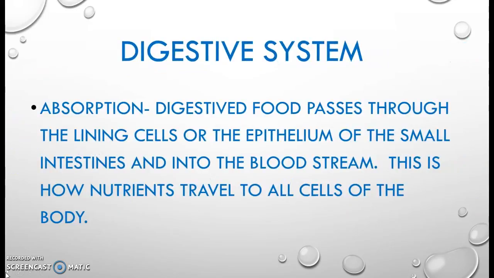And then absorption is when digested food passes through the lining cells or the epithelium of the small intestines and into the bloodstream. This is how nutrients travel to all the cells of the body.